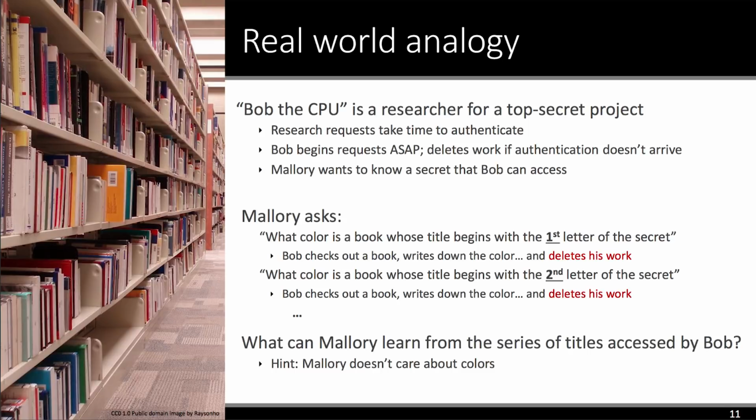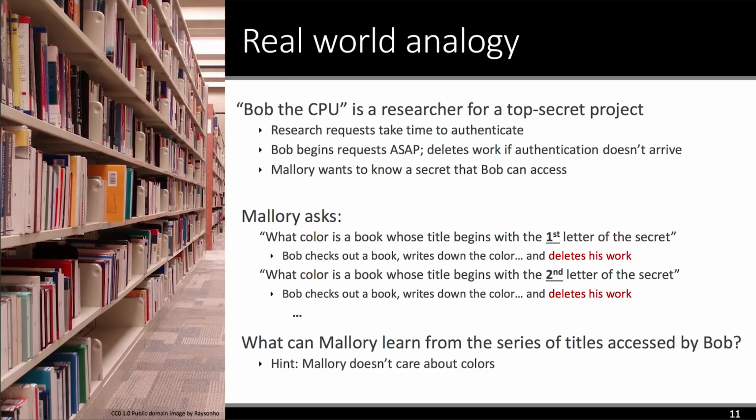And he's a researcher for a top secret project, and he gets research requests in. He immediately decides to start working on them because he doesn't know if they're authentic or not. It takes a while to find out whether they were actually things he was supposed to do, but he's going to throw away his research results and never tell them to anybody at all if he can't authenticate the inquiry.